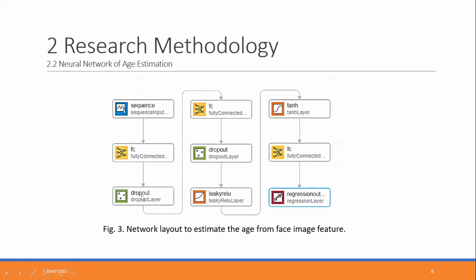The dropout layer is generally used to deal with the overfitting problem of the network. We can adjust the dropout percentage of the previous layer output, and we have repeated this process twice. Then a leaky ReLU layer is used to convert the numbers into positive numbers.